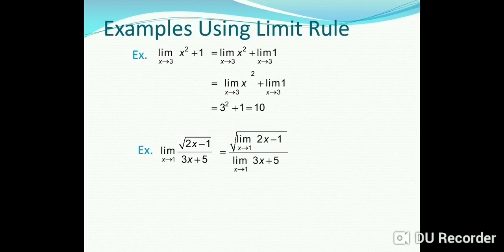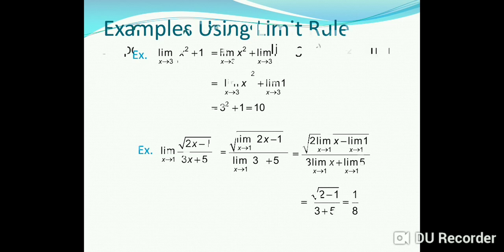Next, we will see examples using the limit rules as shown above. First example, limit of x square plus 1 as x tends to 3, then we have limit of x square as x tends to 3 plus limit of 1 as x tends to 3, that is 3 square plus 1, that is 10. Also, we will see the second example as.